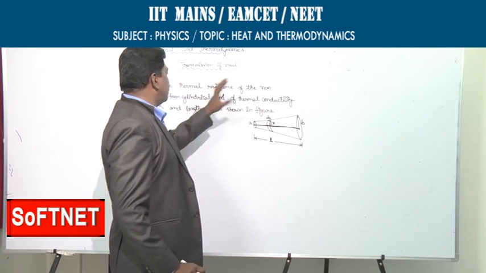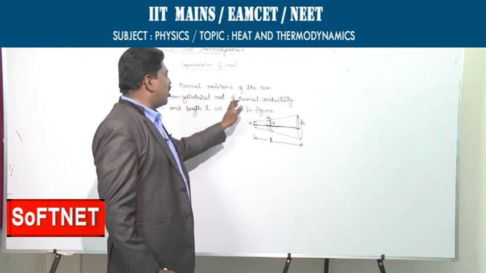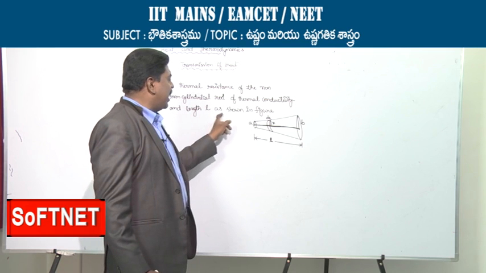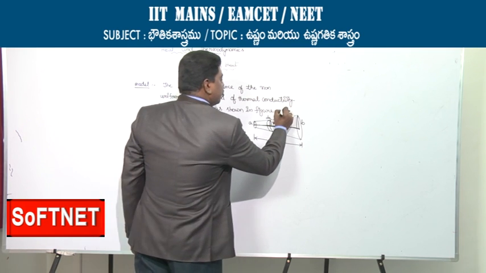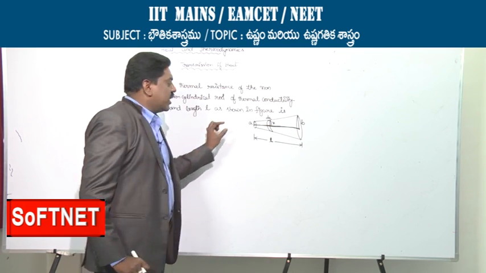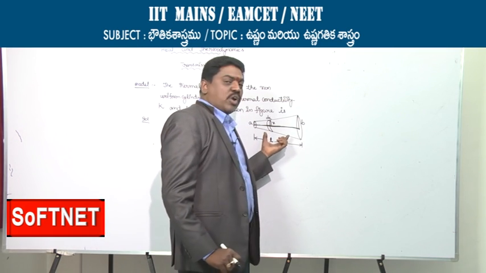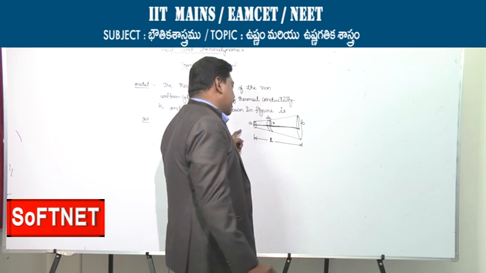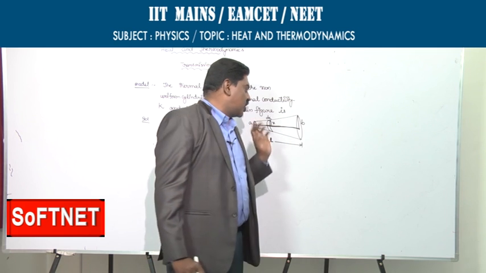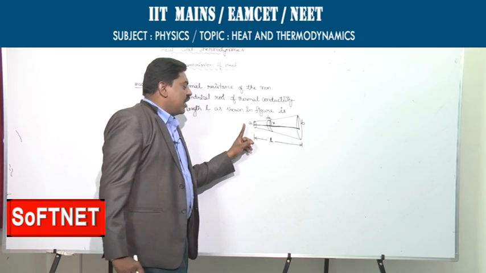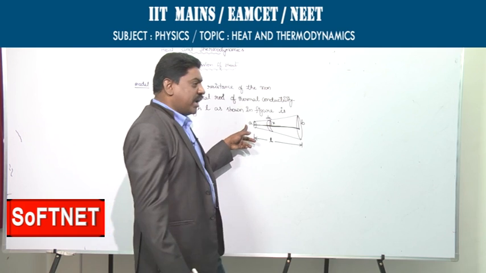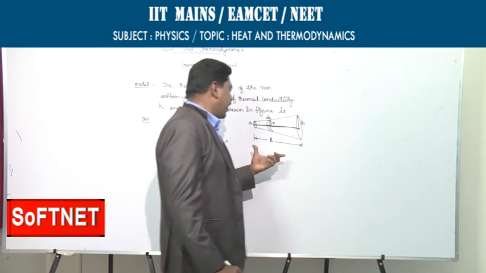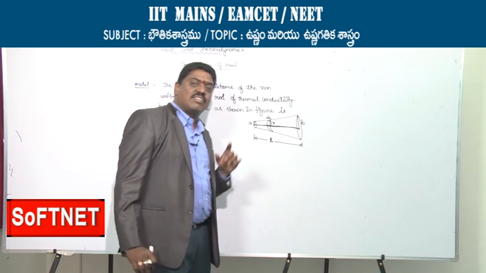The thermal resistance of the non-uniform cylindrical rod of thermal conductivity K and length L as shown in the figure is... Up till now we were considering uniform cross section of the rods, but now we are considering a non-uniform cross section of the rod. It has radius a at one end and radius b at the other end, and the length of the rod is taken as L.